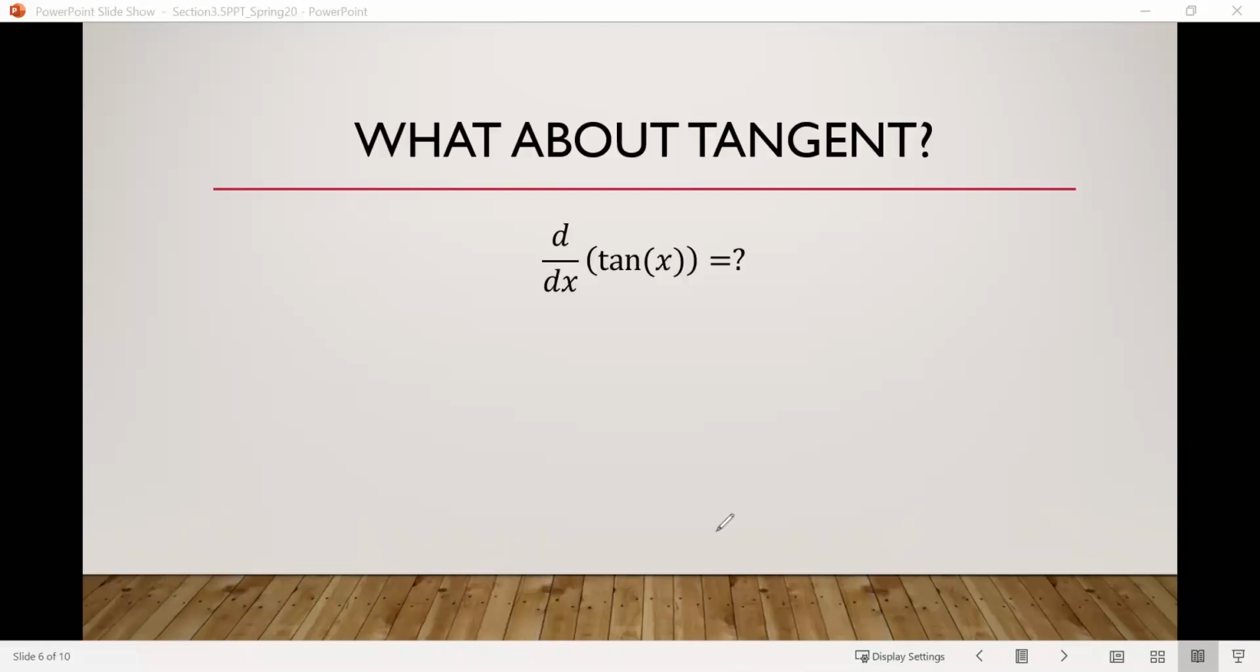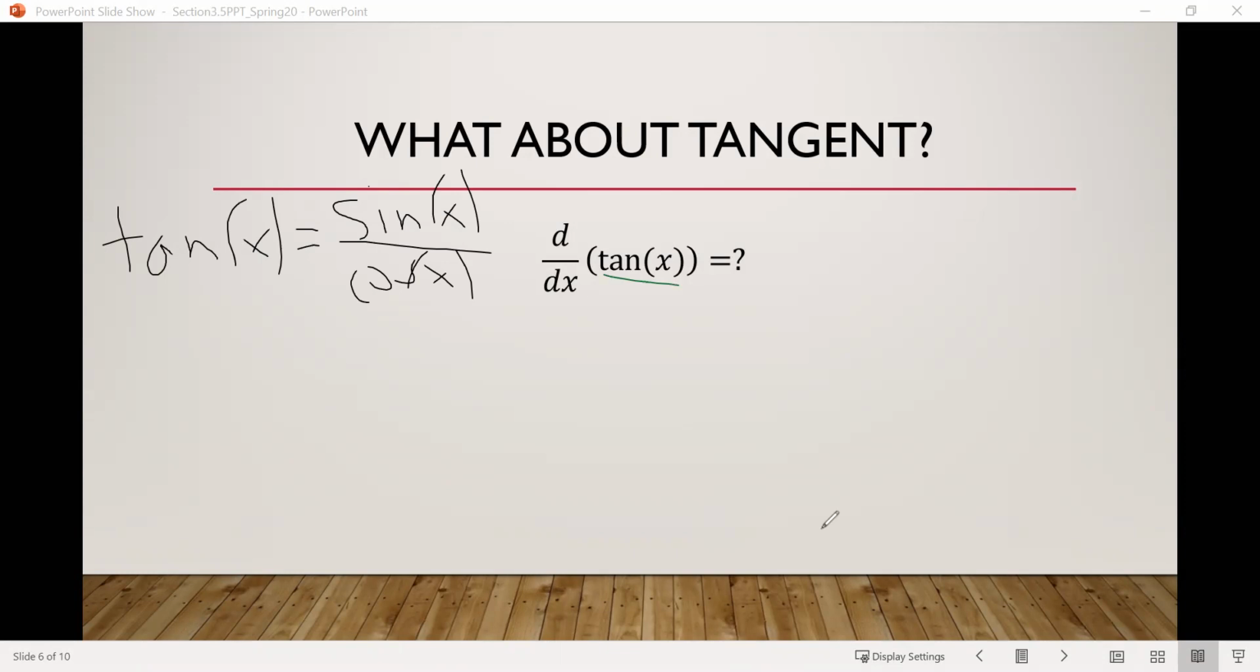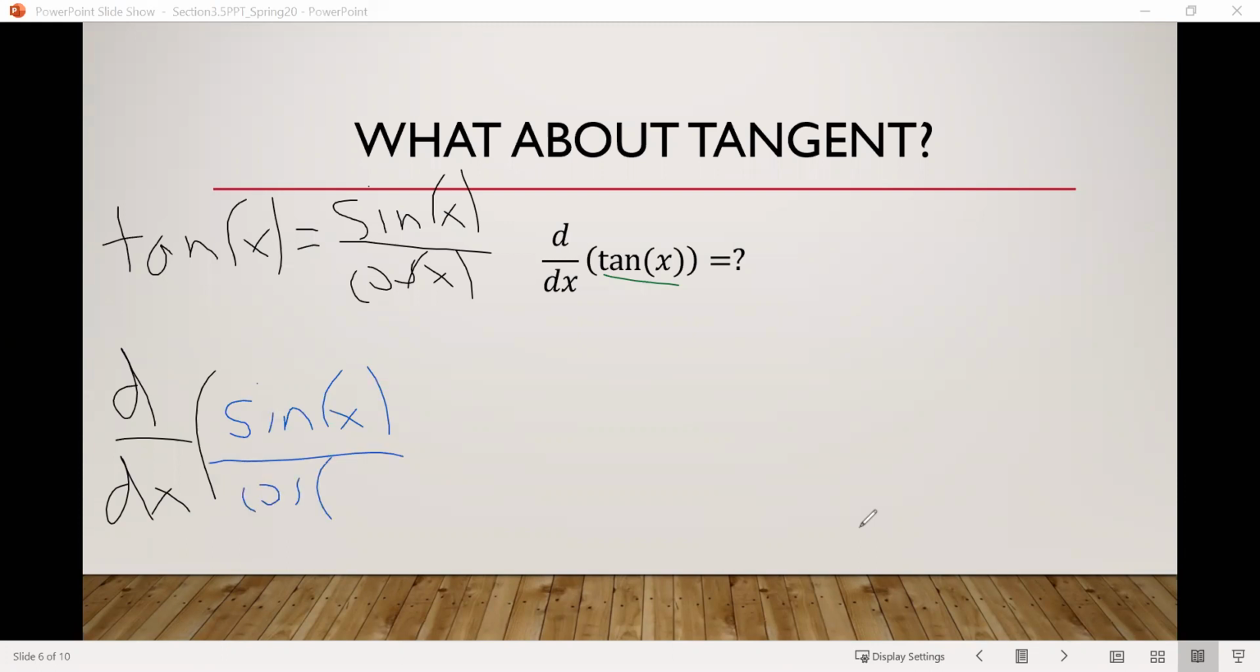First things first, we have to think back to our trig identities. Is there some way we can rewrite tangent? Yeah, right? So tangent is sine over cosine. Okay? So instead of finding the derivative of just tangent, we could change this problem to find the derivative of sine over cosine, which hopefully you can see is useful because we know the derivatives of both of those. We just figured those out.